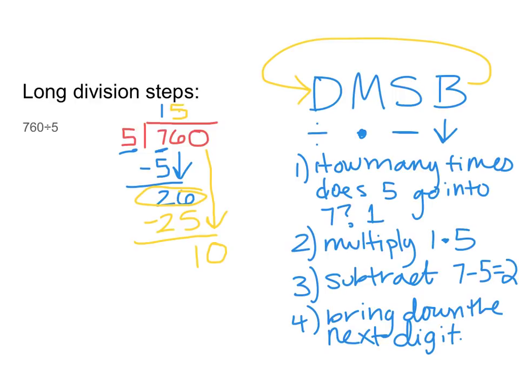So now we're back at divide. How many times does 5 go into 10? That's 2. 2 times 5 is 10. We subtract, we get 0. Since there's no more digits to bring down, that means we're done. And then when you're finished, you could always check your work to make sure. You could do 152 times 5 and make sure that that does actually equal 760, which it does.